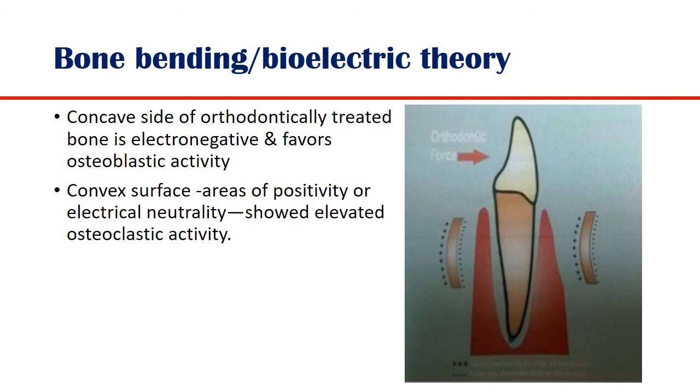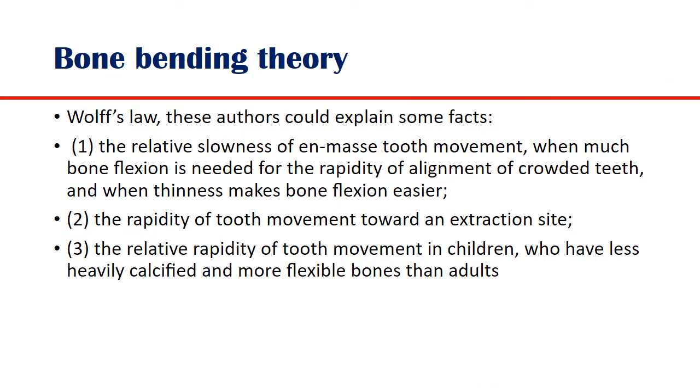It is going to form the osteoclastic activity. Wolff's law then definitely explains the relative slowness of en masse tooth movement. It is going to explain these facts, because when this connectivity happens, there is a relative slowness of en masse tooth movement, and bone flexion is needed for the rapidity of alignment. The rapidity of tooth movement towards the extraction side, and the relative rapidity of tooth movement in children who have less heavily calcified and more flexible bones. We've already talked about all these factors.